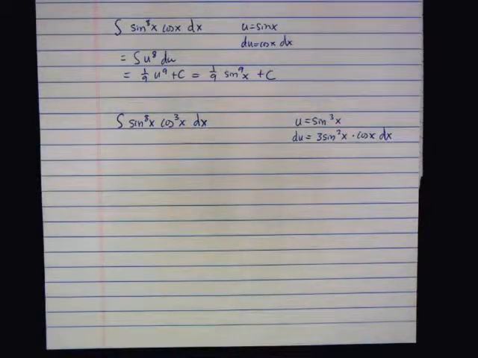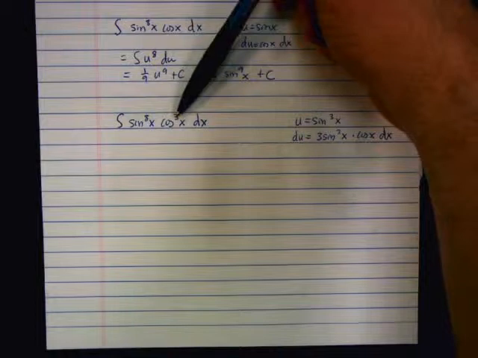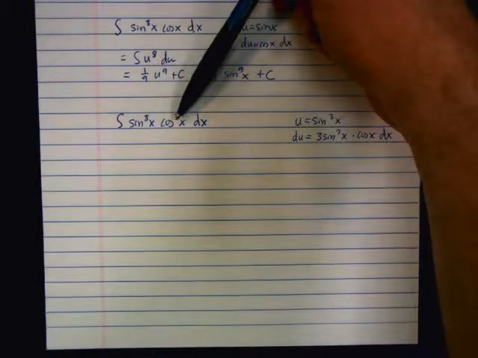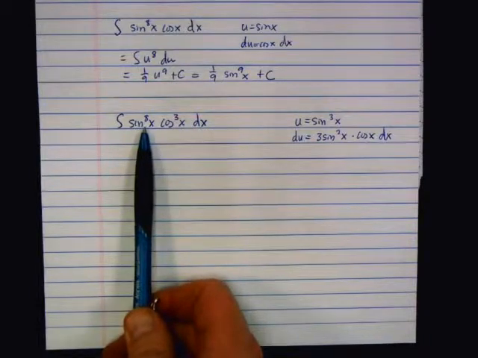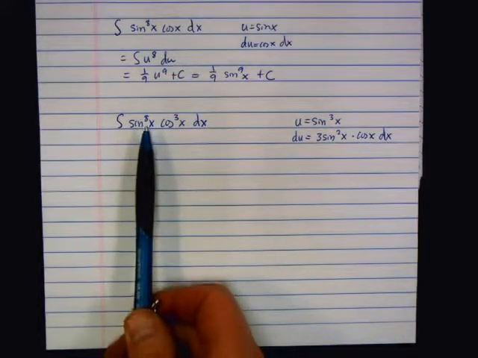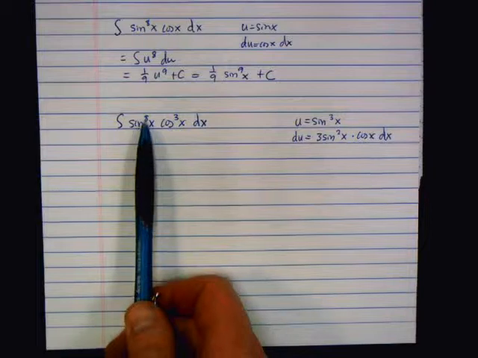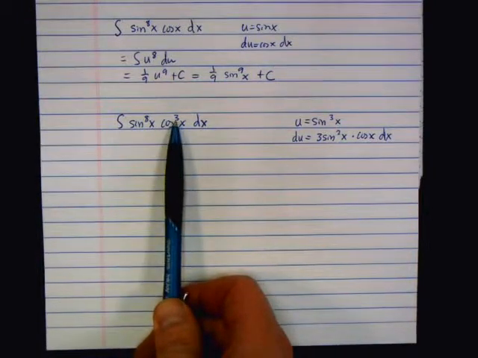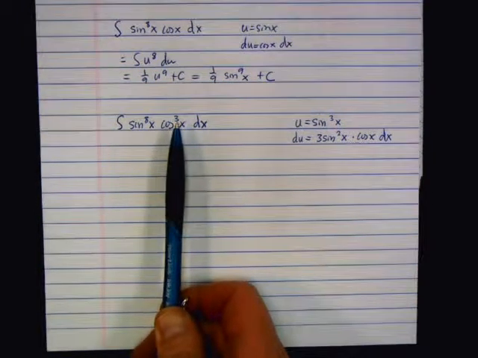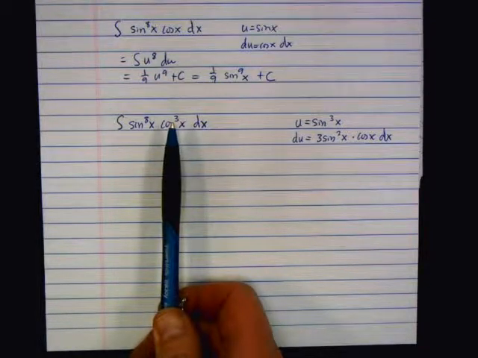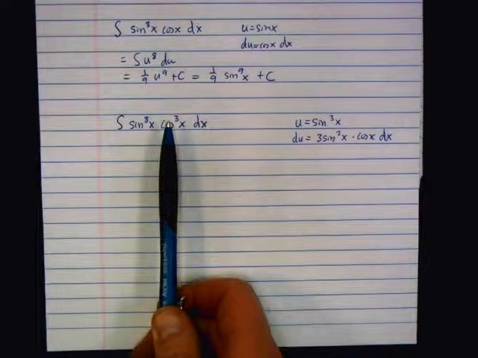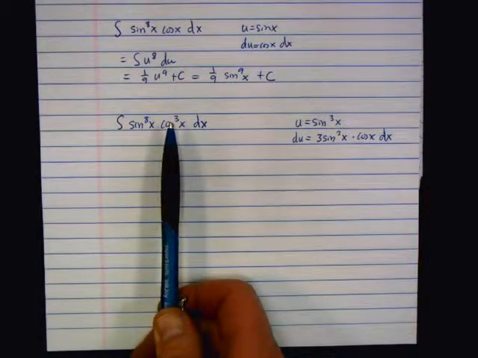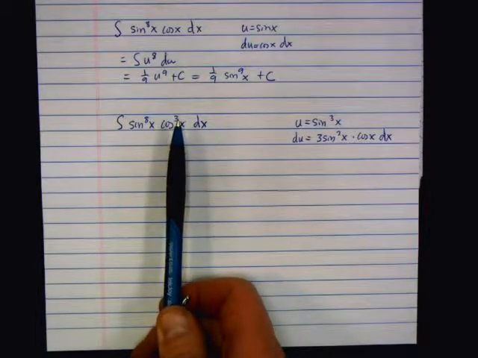Well, what I really wish is that I didn't have that power 3 right there. I really wish I just had a cosine. Would it bother me if the power on my sine were bigger? Let's say the power on the sine were a 10. If that one could be a 10 and that one could be a 1, would you make that switch? Yes. How come? Because u would be sine, and that would be really easy. So that's what we're going to do.